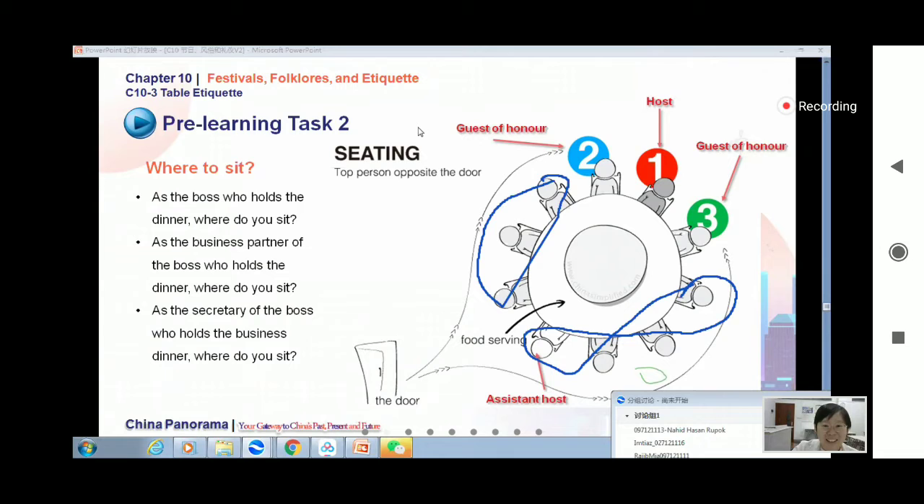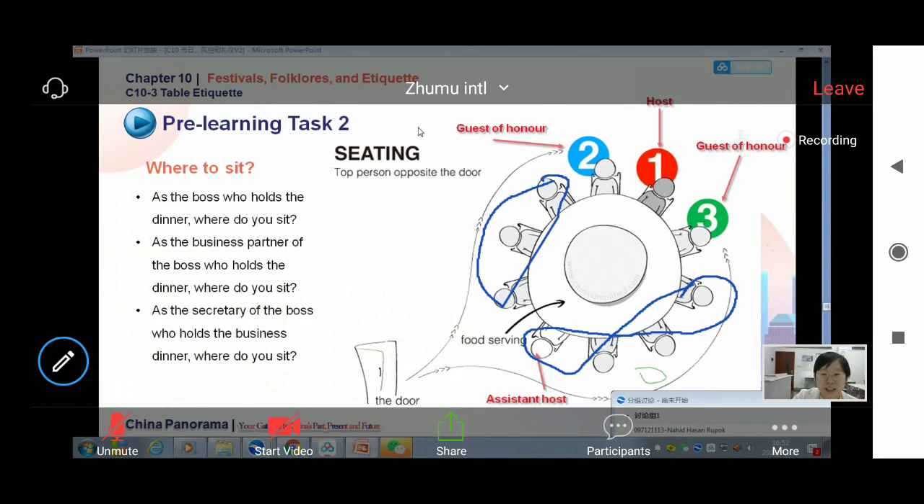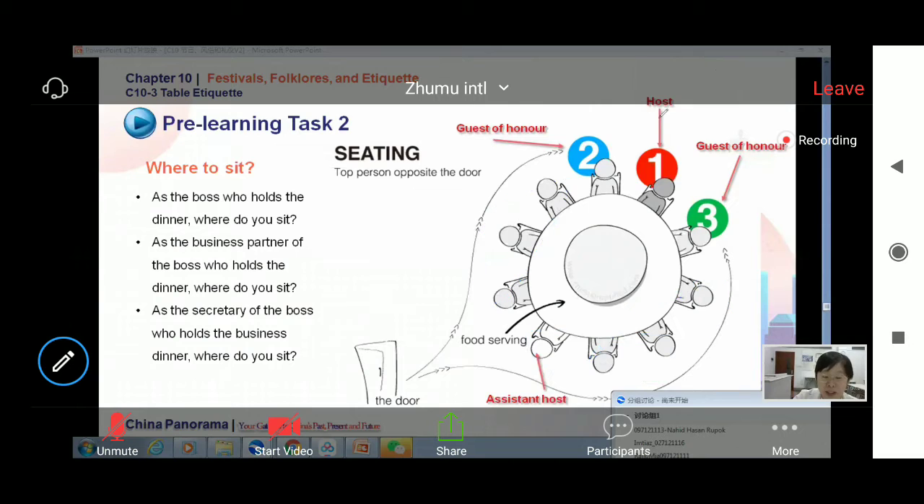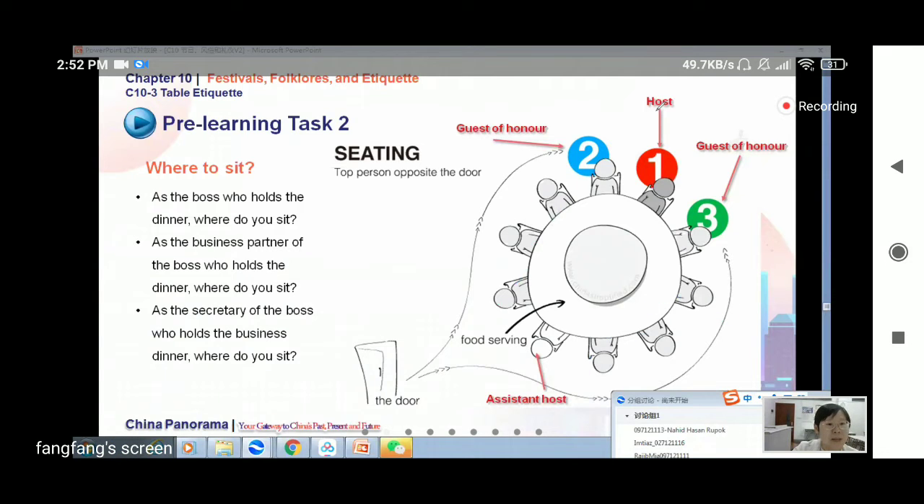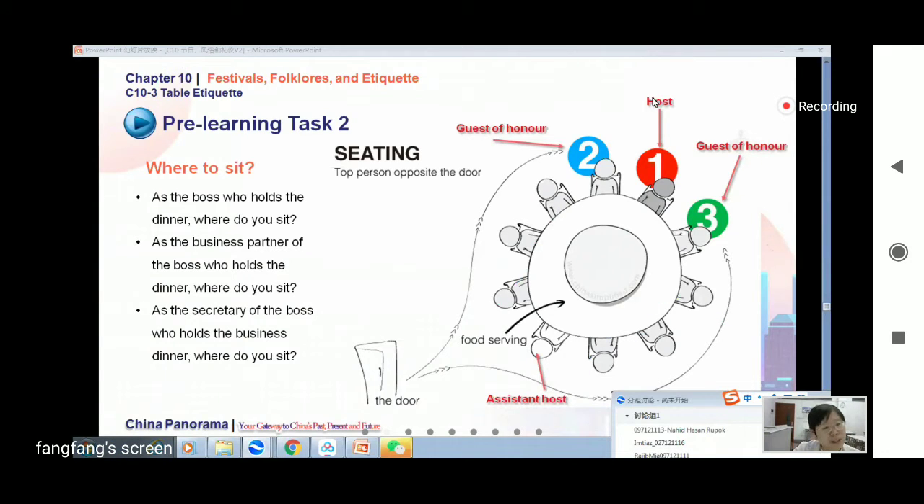Okay, that's all for the seating during dinner, especially during a formal event dinner, such as a business dinner. But if you have dinner with your friends, you don't have to care about this. With friends, you don't have to care about this.